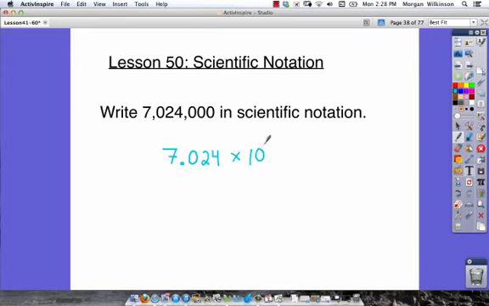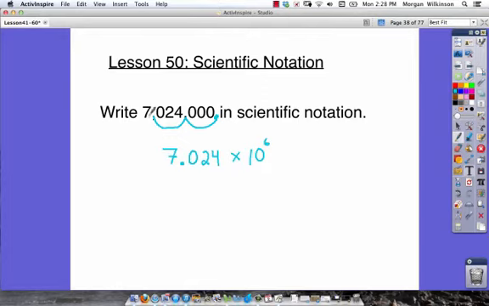Now, in order to figure out what our power is going to be, we have to move the decimal point. We're going to see how many spots we have to move the decimal point from our original position in the number 7,024,000 to make this into a decimal of 7.024. So we moved 3 times, and now we move 6 times. We move 3 at a time. So we're going to get 7.024 times 10 to the 6th power. And this is our number written in scientific notation.